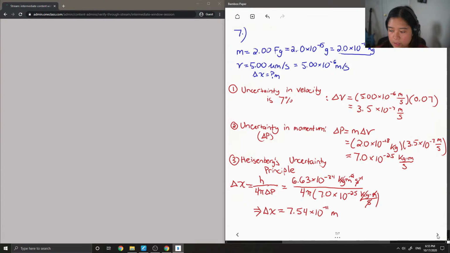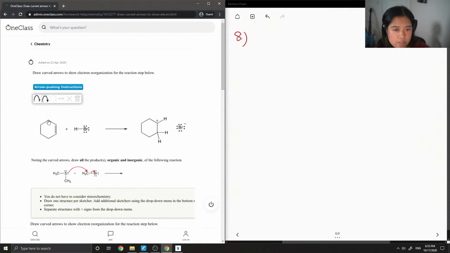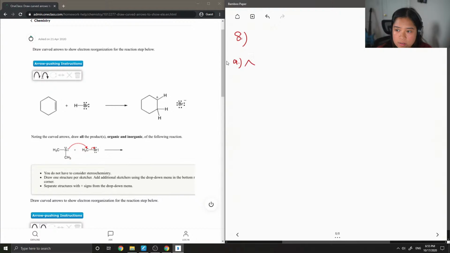Okay, so on to question number 8. Draw curved arrows to show electron reorganization for the reaction step below. So this is similar to our other question, and it looks like there's two different parts. So let's write down the first reaction. So we have a double bond, cyclohexane. Cyclohexene.